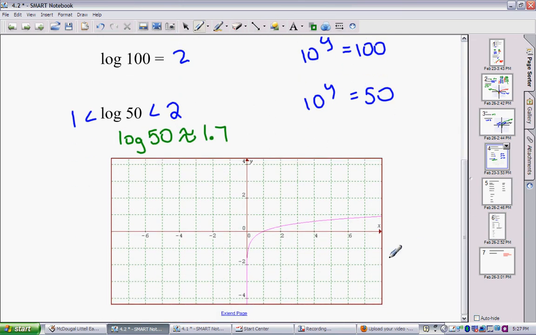This is what the graph of log of x looks like. So base 10, we are getting very close to our asymptote, the y-axis, and then we go through 1, 0, and we get bigger.